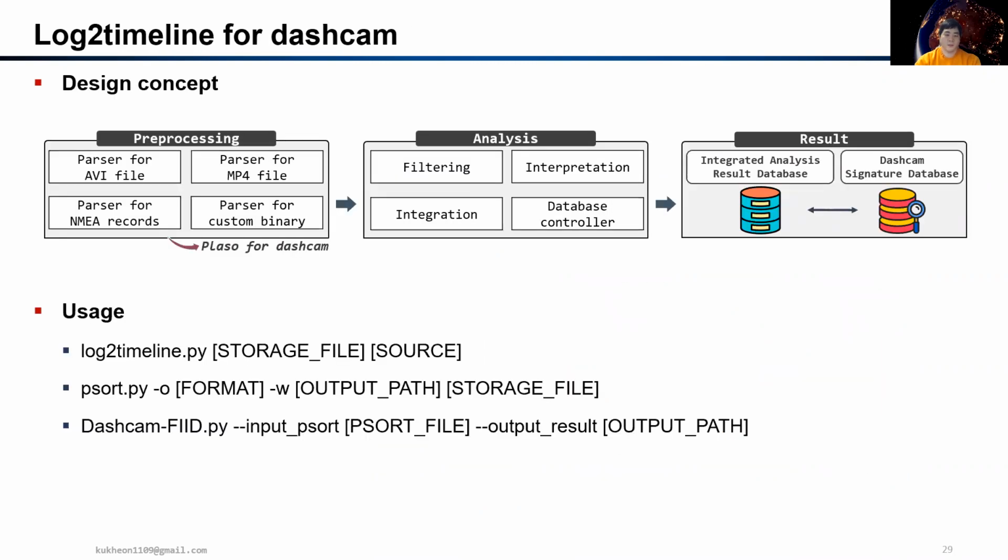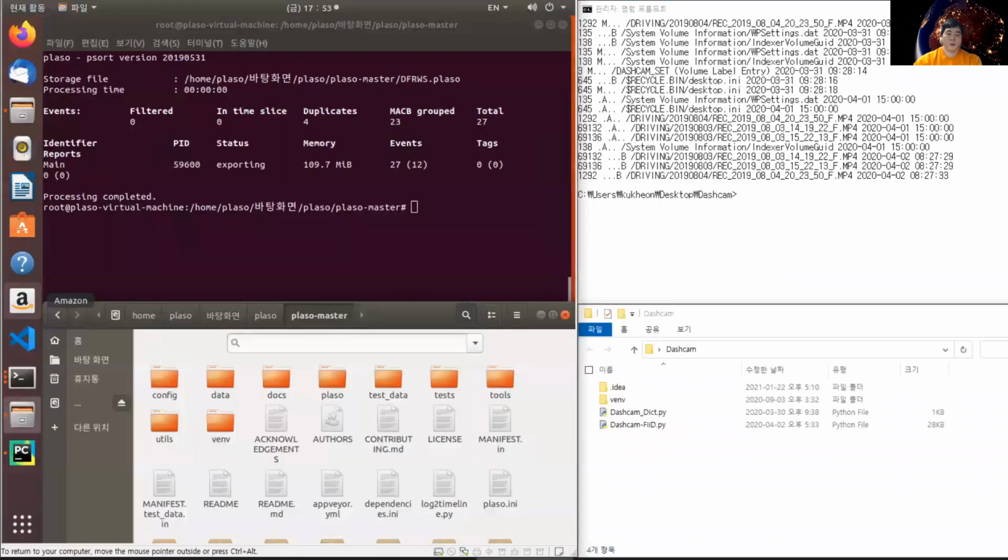We have confirmed that various metadata are stored in dashcam storage devices, but there is no tool to extract metadata. So we implemented a prototype based on Plaso, and our implementation concept is like the following figure. In pre-processing, that is the process of extracting data from the image file, and in the analysis step, that is interpreting and integrating data from Plaso storage. We prepared a demonstration video.